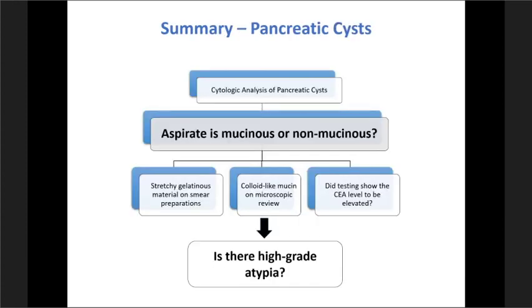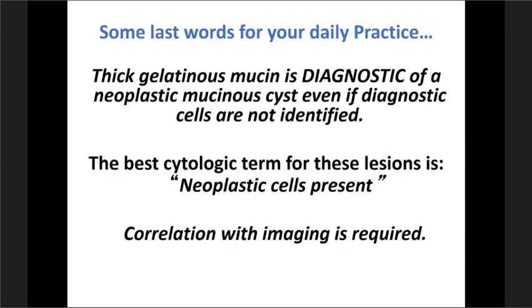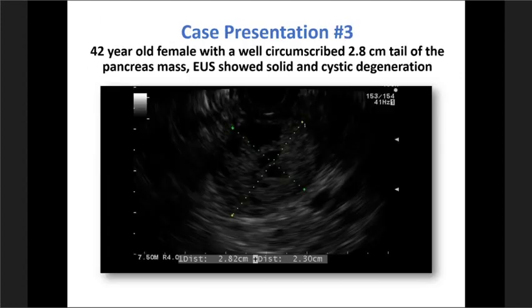So this is a brief overview of how to manage these. And again, the question is, is there high-grade atypia or not? That is the main question your surgeon wants to know from you. And that's what you need to diagnose. Some last words here, I've already gone through them. If you can't separate the two categories of MCN or IPMNs, call them neoplastic cells, and then you can call them mucinous neoplasms.